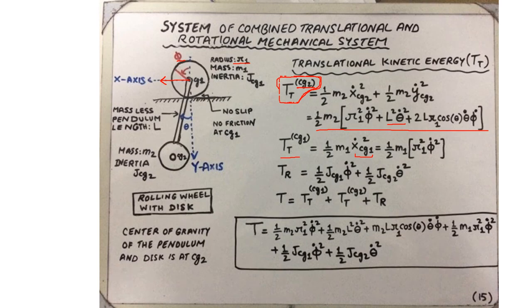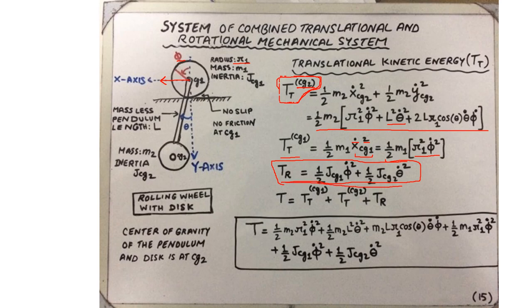And then if you take a time derivative, because in the kinetic energy expression we are interested in velocity rather than displacement, the xCG1 derivative will be R1 phi dot, and squaring that, R1 squared phi dot squared. The kinetic energy expression will then further multiply this with half times m1. And the rotational kinetic energy expression has already been derived. That is well known: half times JCG1 phi dot squared plus half times JCG2 phi theta dot squared.